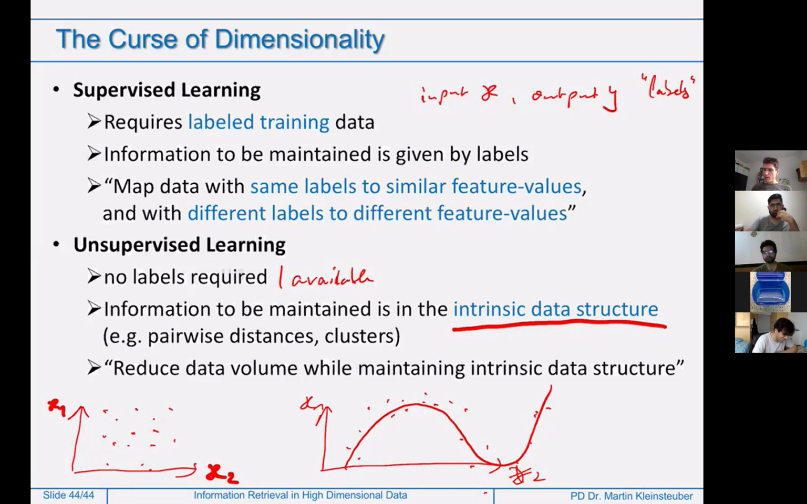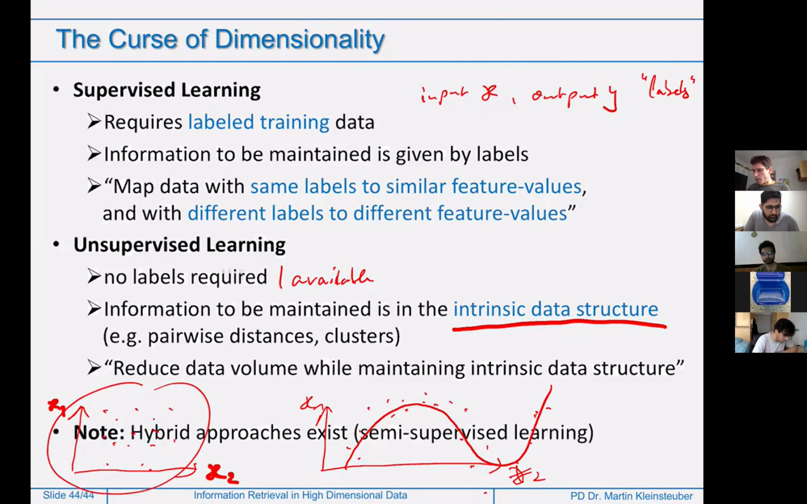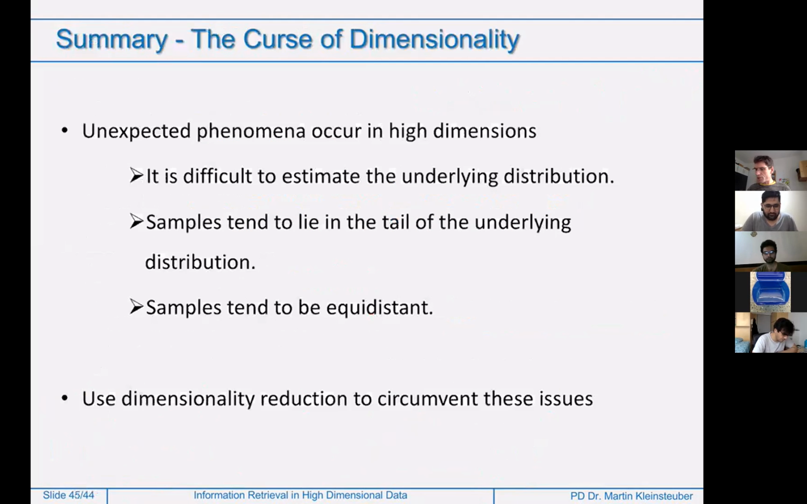Right. So left-hand side here is no structure, and here we have some structure. And very often you have a linear correlation between the data. Well, this will be the first thing that we start with. There are also hybrid approaches. They are named semi-supervised learning, but we will not discuss that here in that lecture.